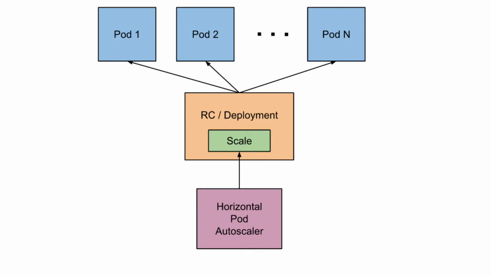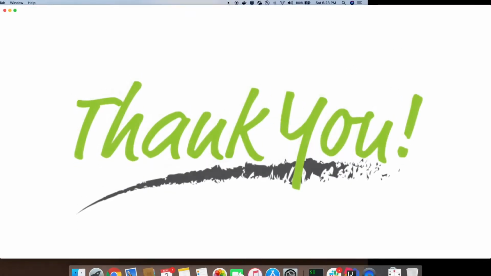So let's say you are saying that, hey, if CPU utilization goes above 60% for a pod, add a new pod so that the load can be shared and the chances of a pod crashing because of lack of resources are very less. So let's get started and let's do a demo.